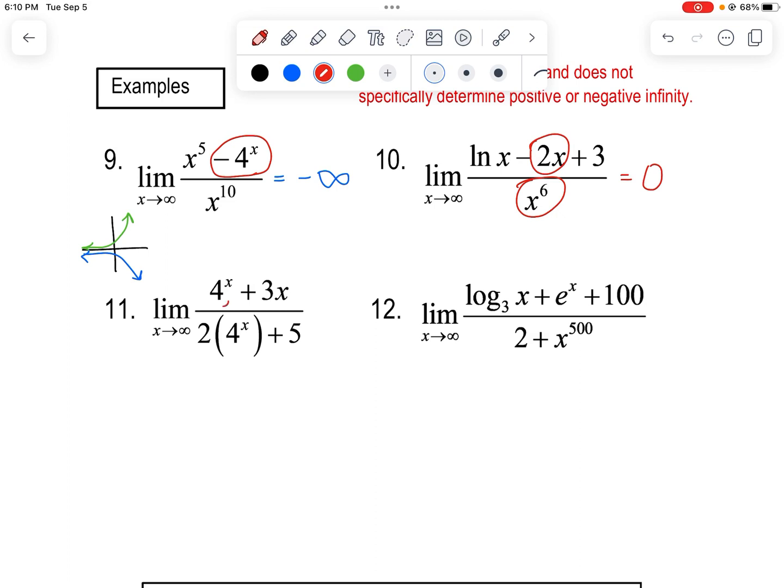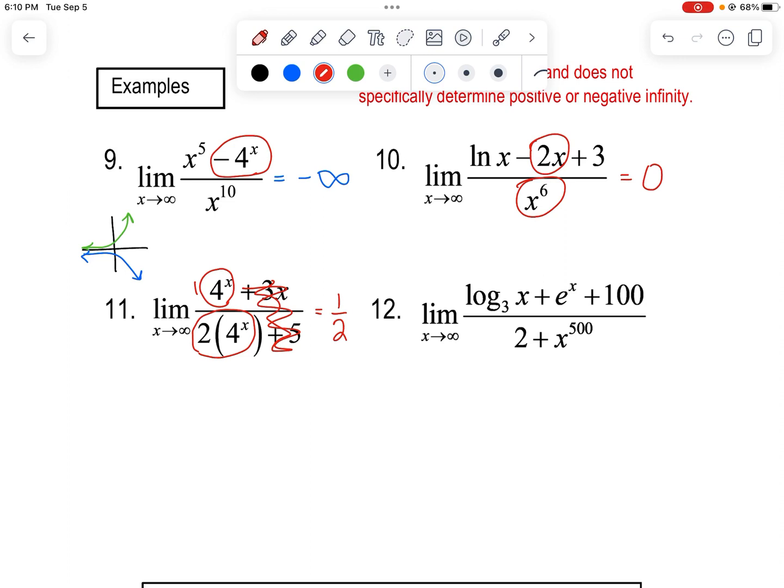Number 11, 4 to the x is the most powerful, and 2 times 4 to the x is the most powerful. So these things don't affect the limit very much. And so we actually have the same power on top and bottom. And then just like horizontal asymptotes, we just go to leading coefficient over leading coefficient, which is 1 over 2.